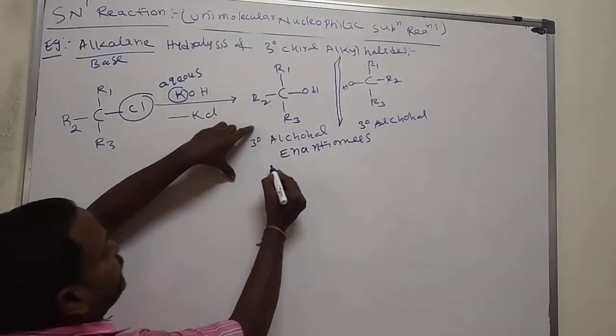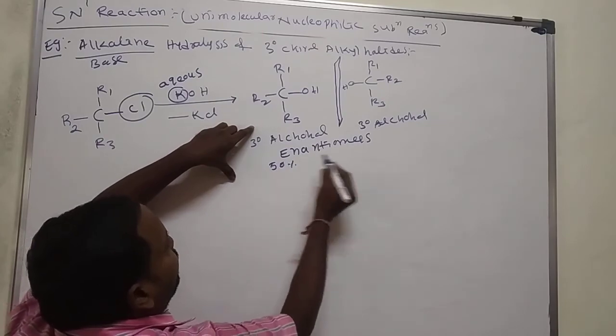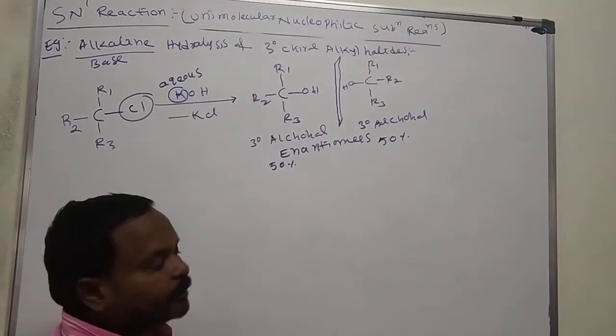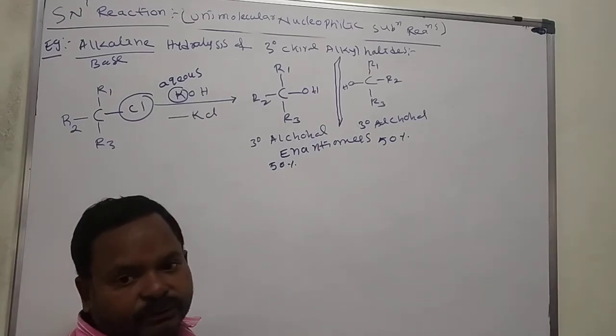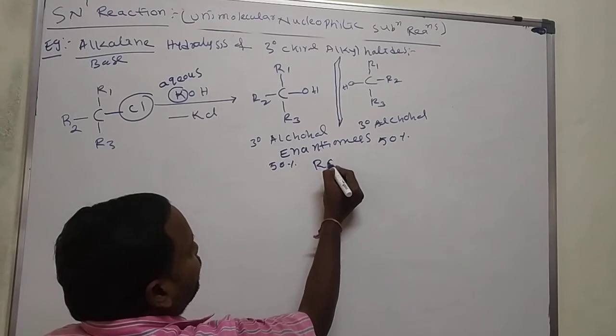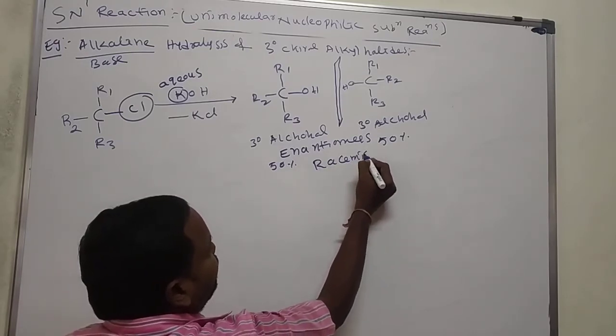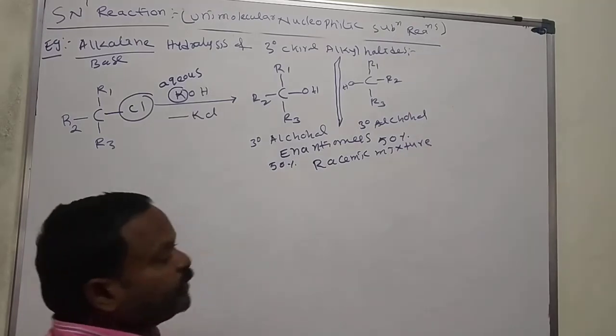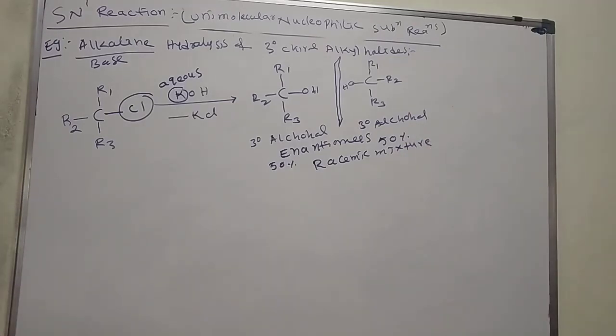And here, this is formed 50%. This is also formed 50%. That means a 1:1 ratio. An equimolar ratio of two enantiomers is called a racemic mixture.